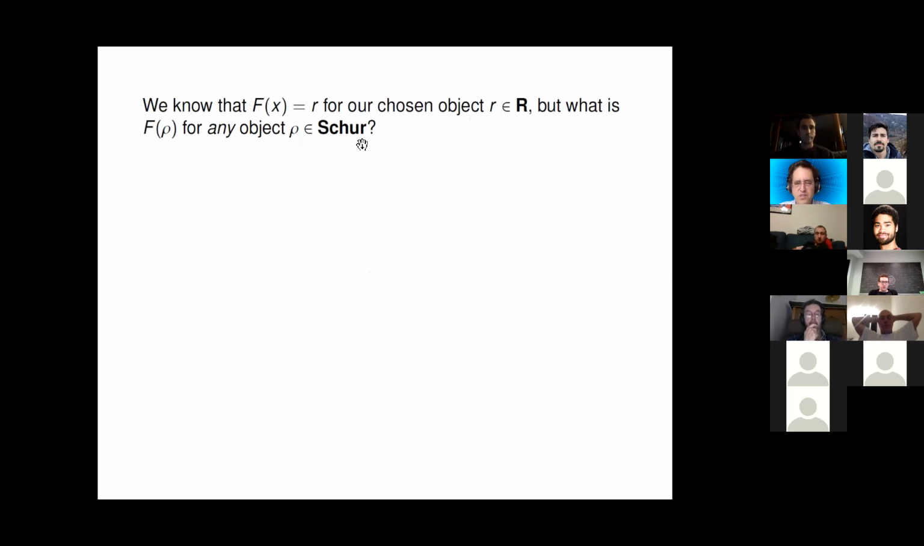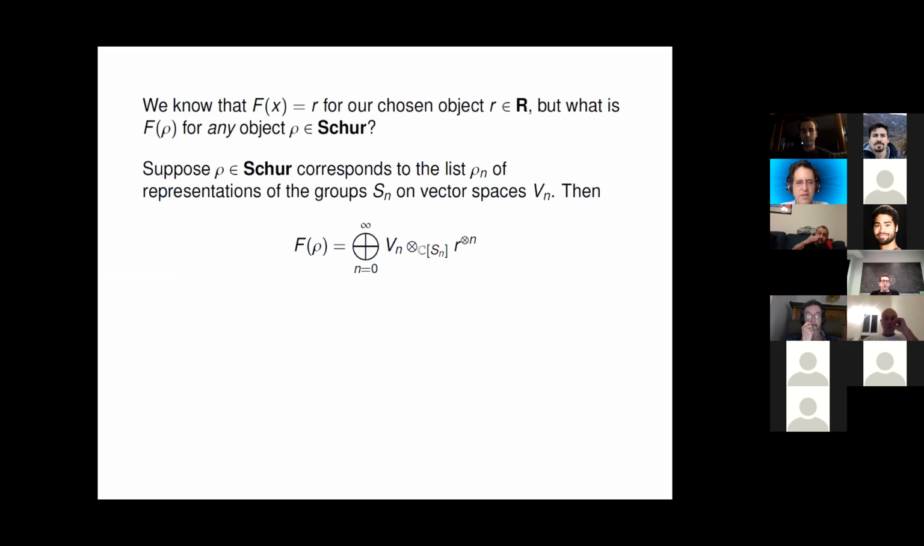I'm calling the objects in Schur rho because remember, they're lists of representations of all the symmetric groups. So what is it? Well, luckily there is a concrete formula for it. Suppose rho corresponds to this list rho_n of representations of all these different symmetric groups on a bunch of different vector spaces V_n. Then here's what F of rho is. So what we do is we take our object R, we tensor it with itself n times. That's called the tensor power.